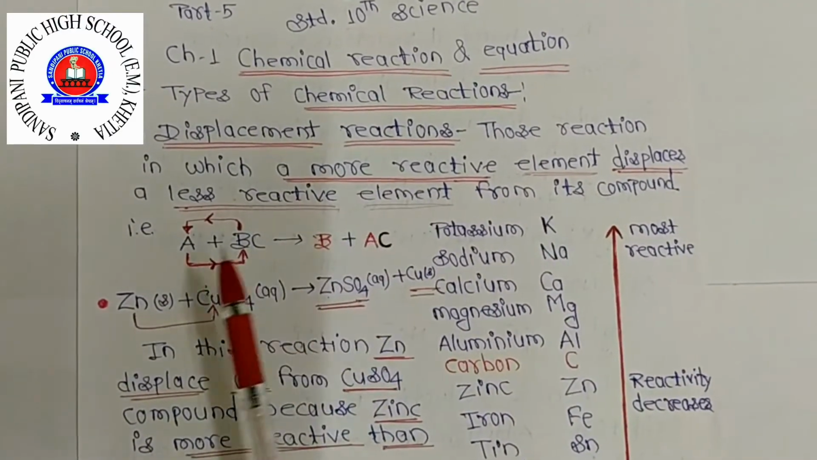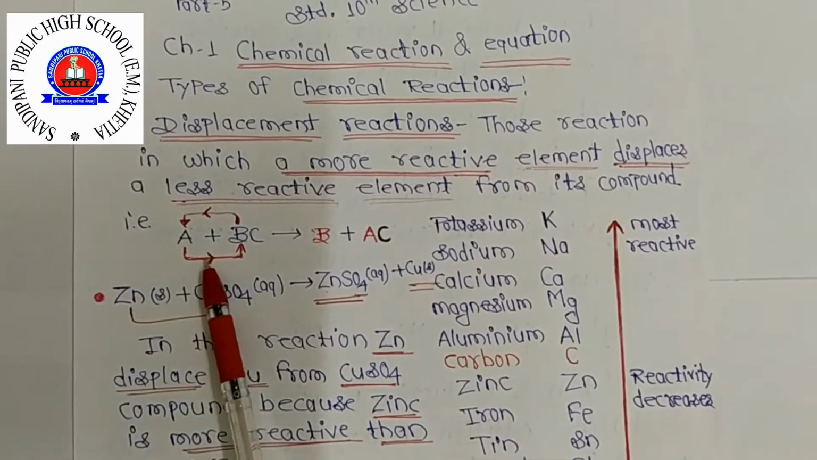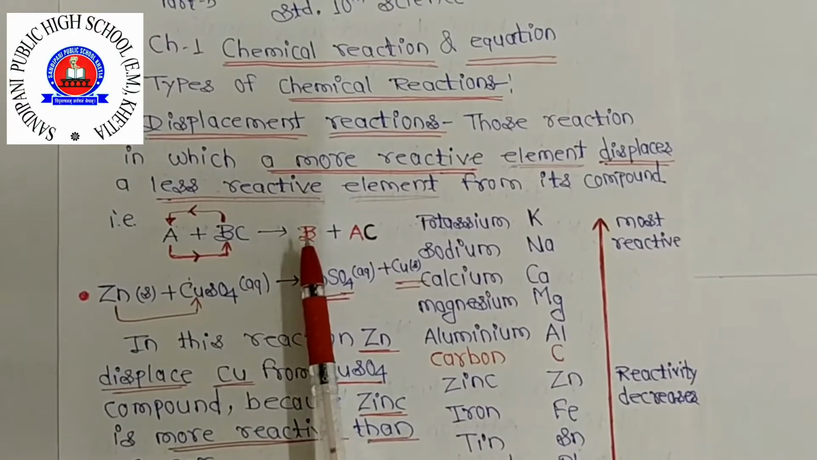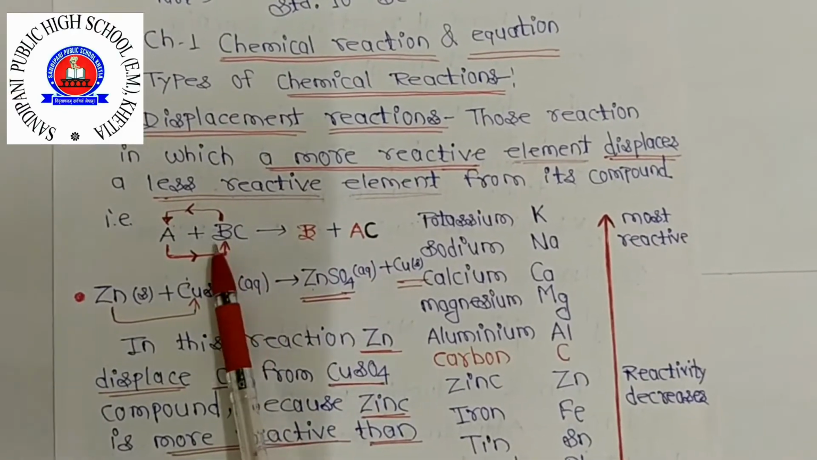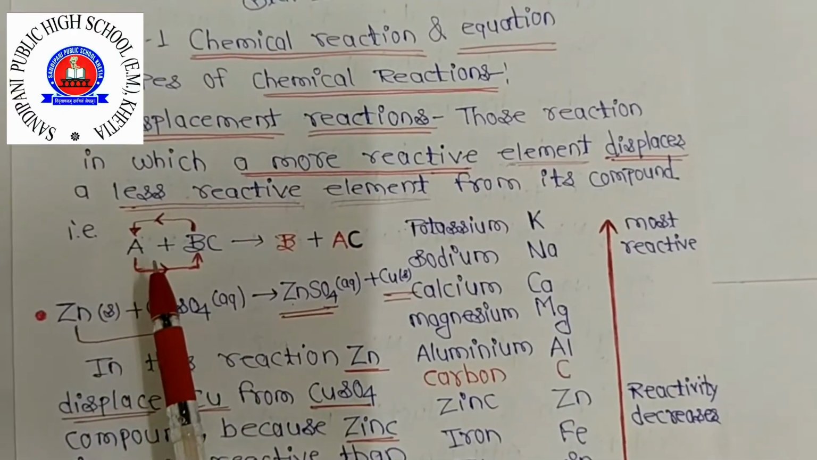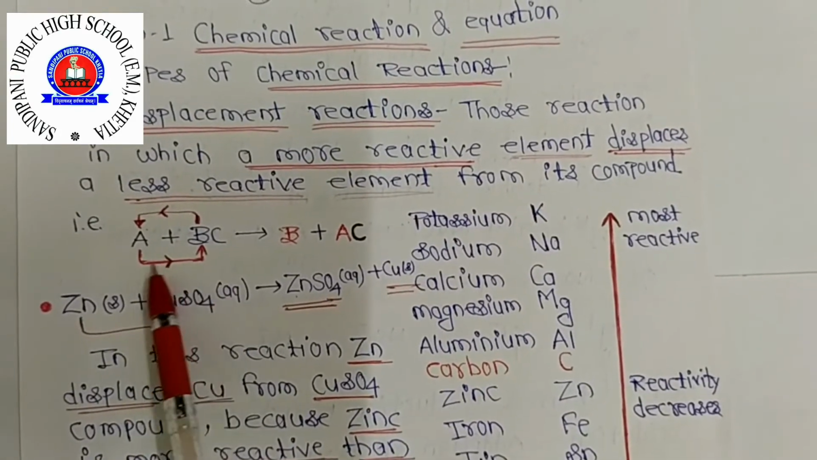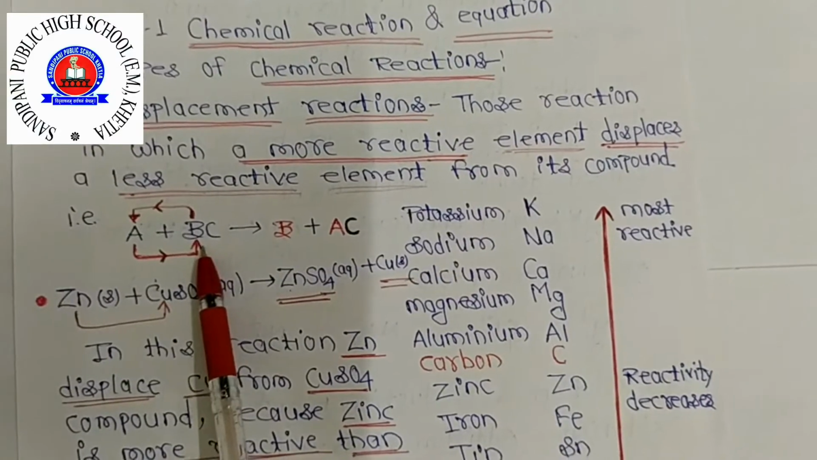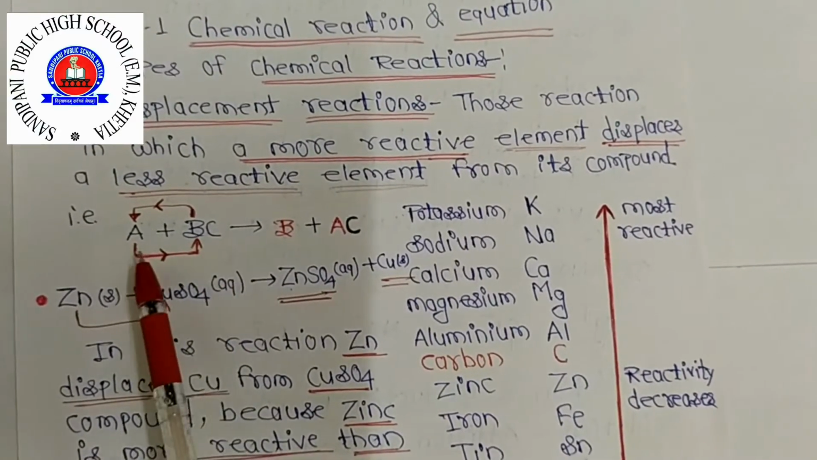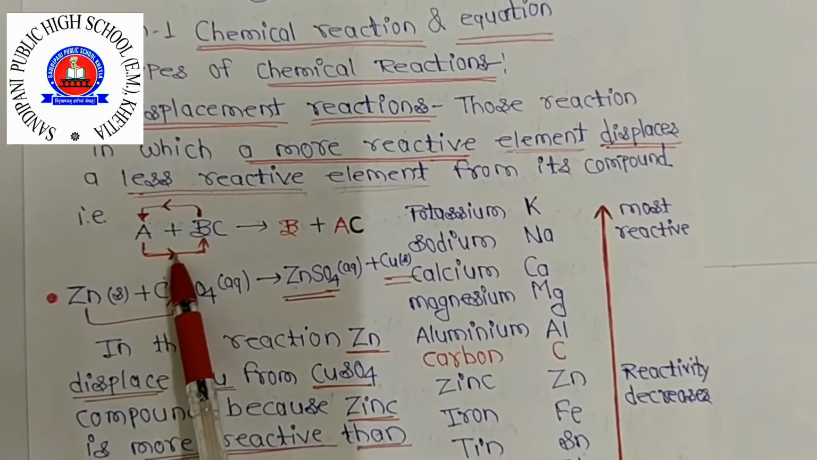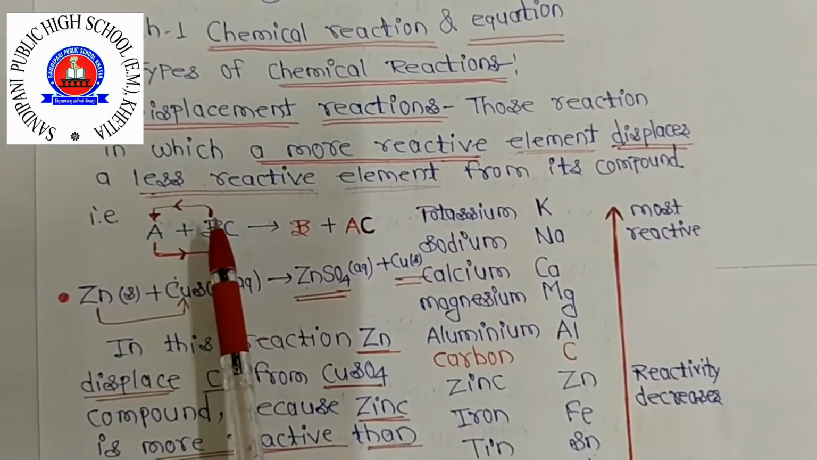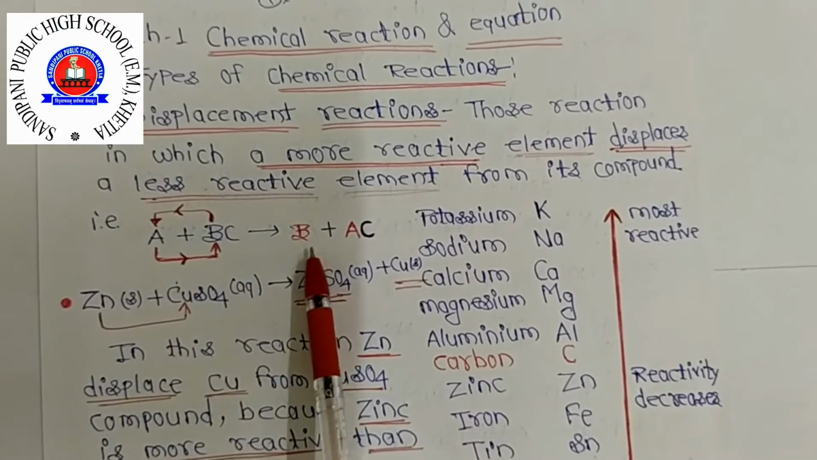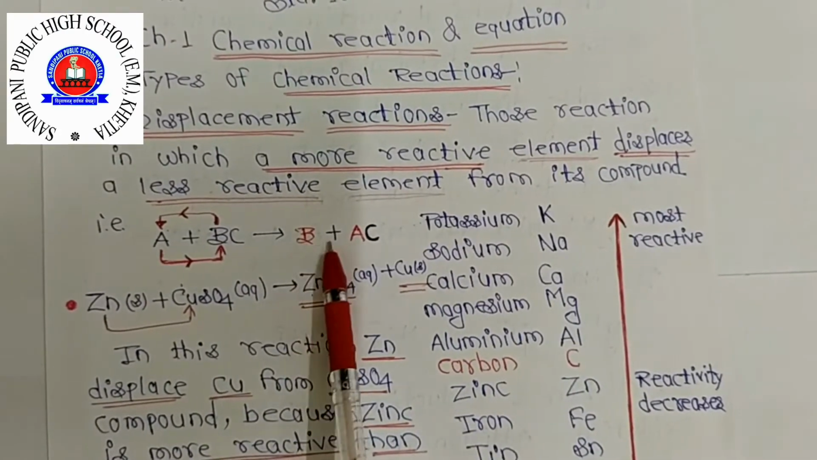Okay, so look here: A plus BC, forward arrow, B plus AC. This arrow indicates that A replaces the B from its compound. BC is a compound, A is an element. So A displaces the B, and A takes the place of B. So a new product will form: B plus AC.